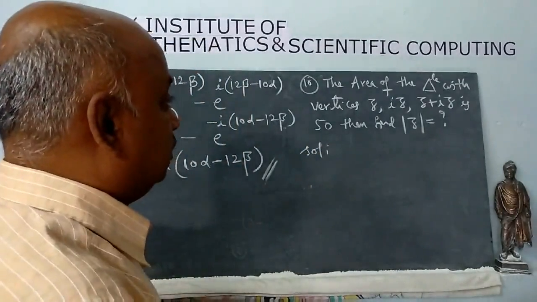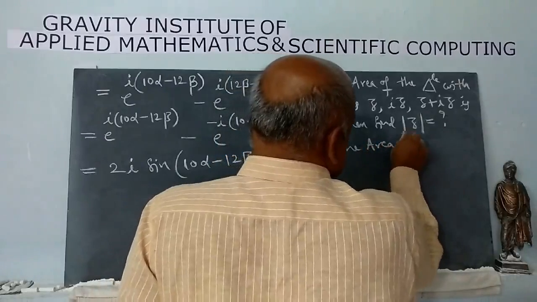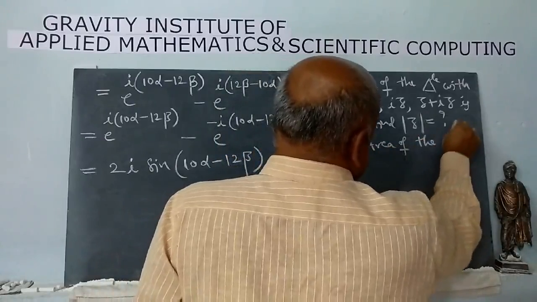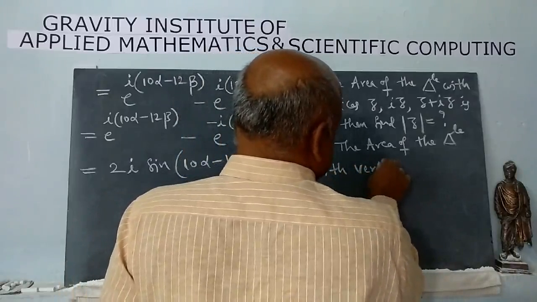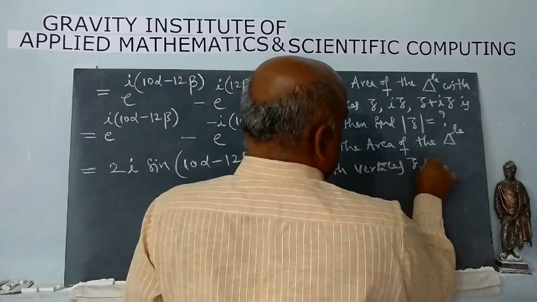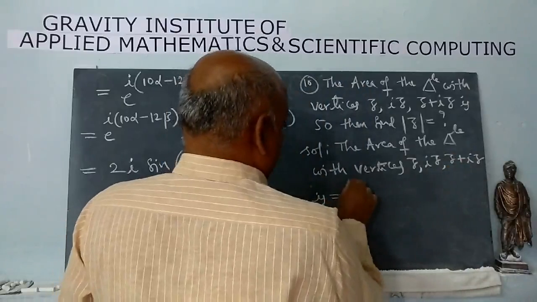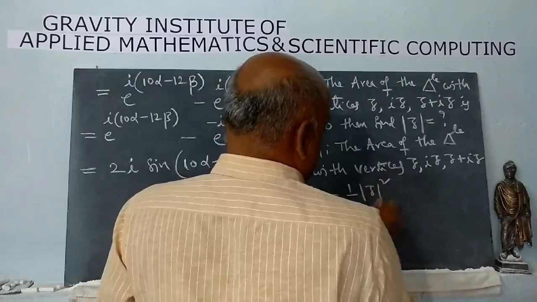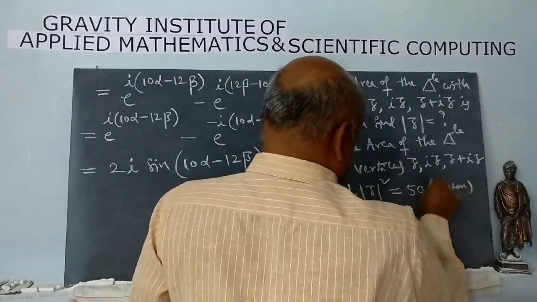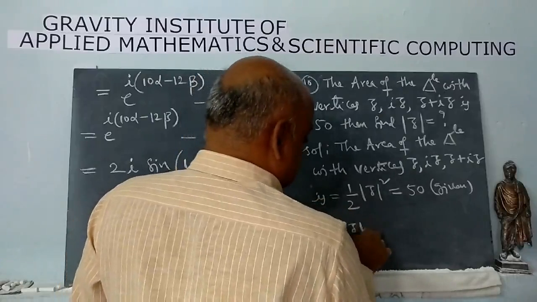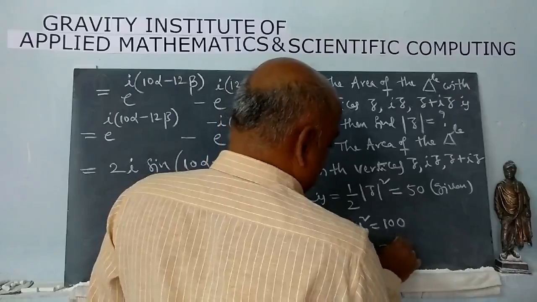Solution. The area of the triangle with vertices z, iz, z + iz is 1/2 |z|², which is equal to 50. This is given. So this implies |z|² = 100. This implies |z| = 10.